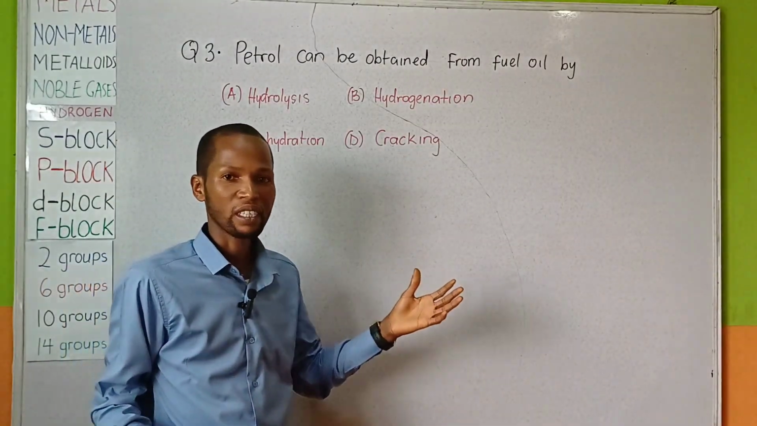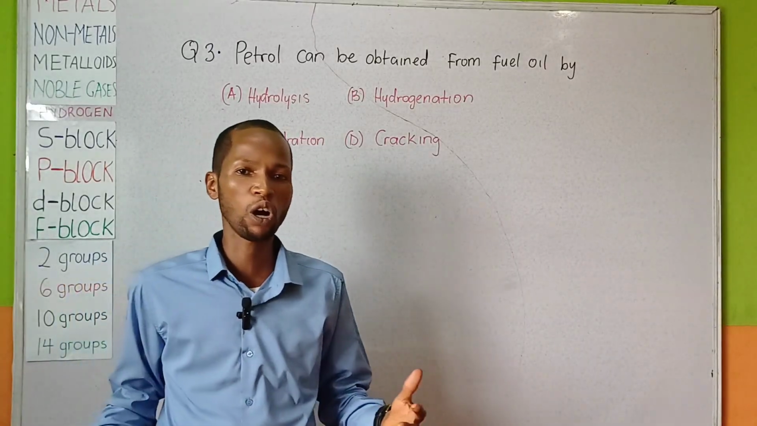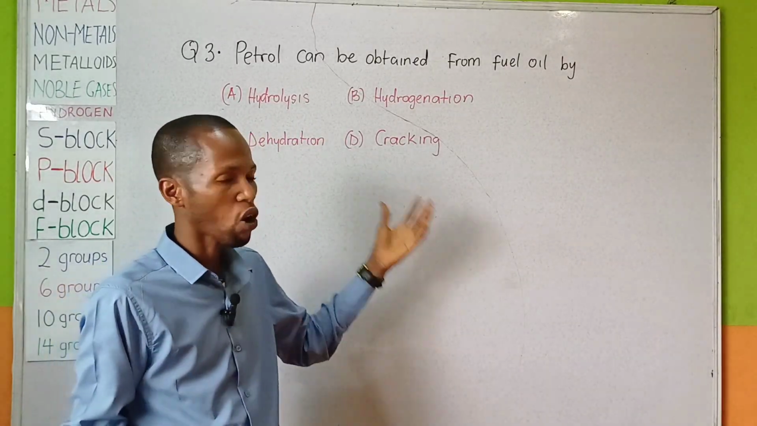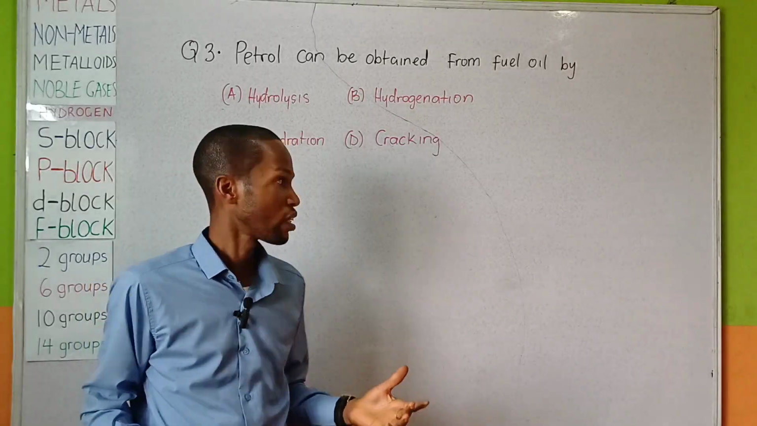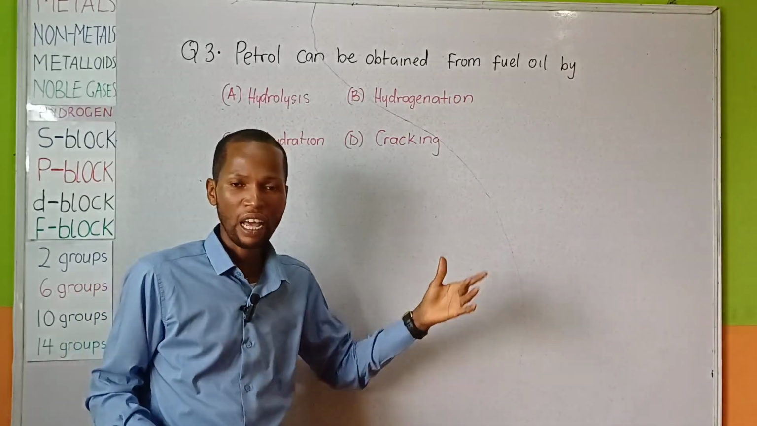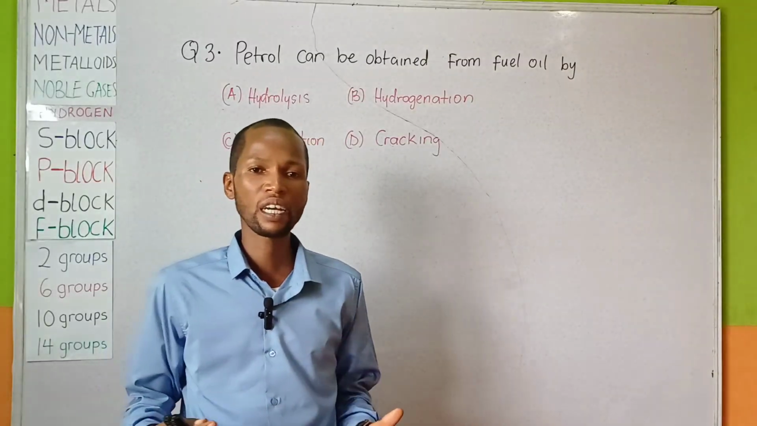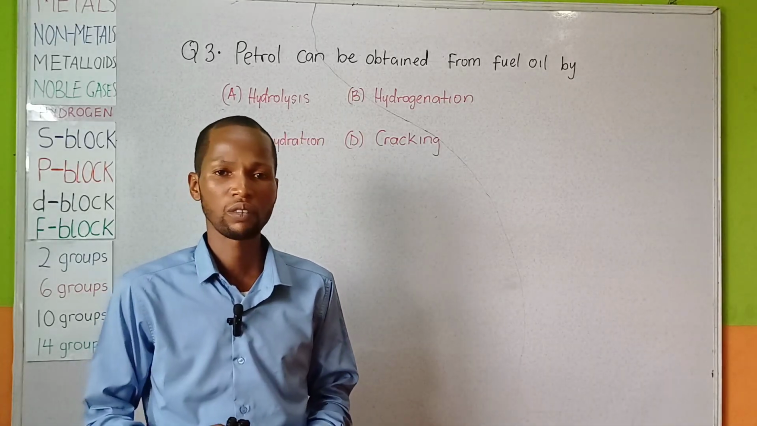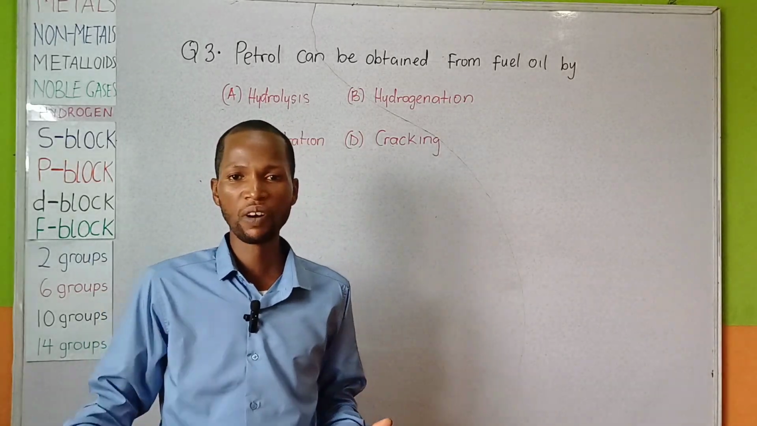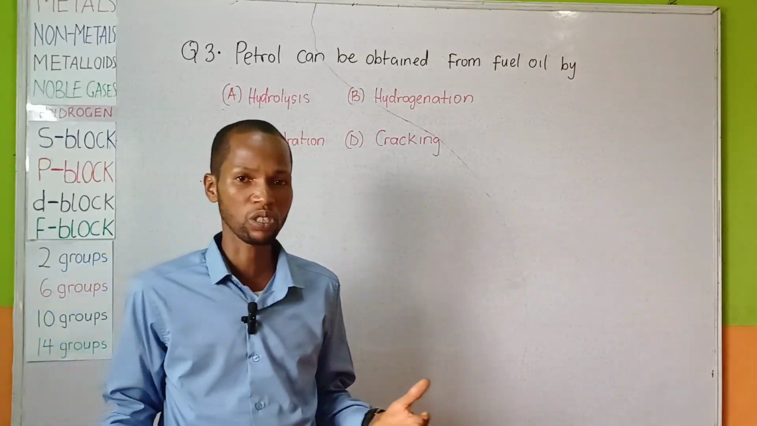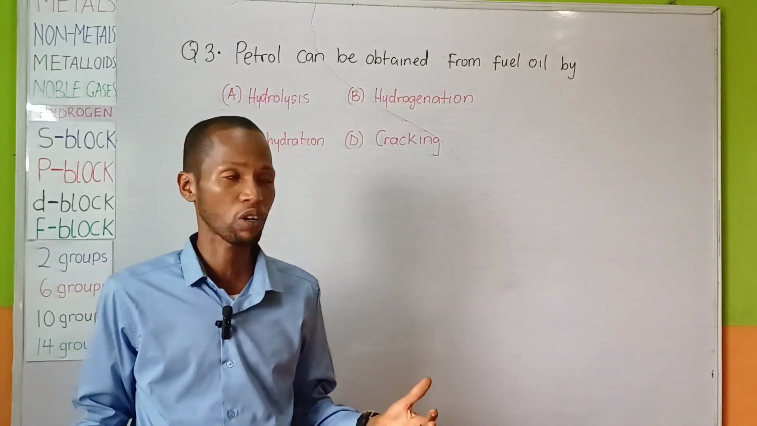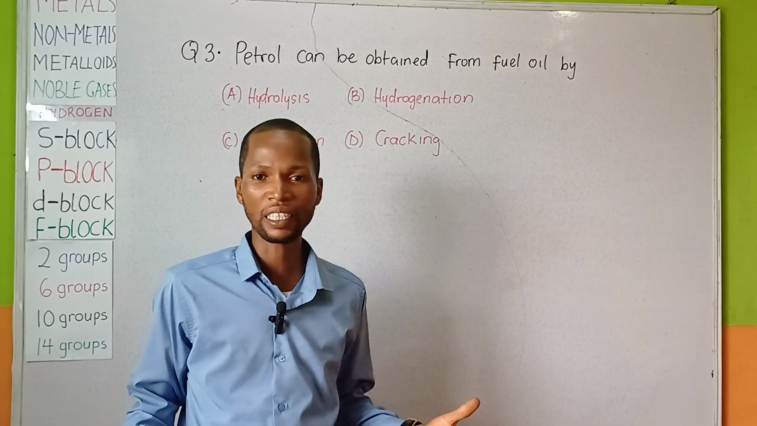Option D, we have cracking. The process by which petrol is obtained from fuel oil, that is the heavy fraction of crude oil, is known as cracking. And also, cracking is the breaking down of larger hydrocarbon molecule into smaller fragments by heating at a temperature of 400 to 600 degrees Celsius under pressure in the presence of a catalyst.